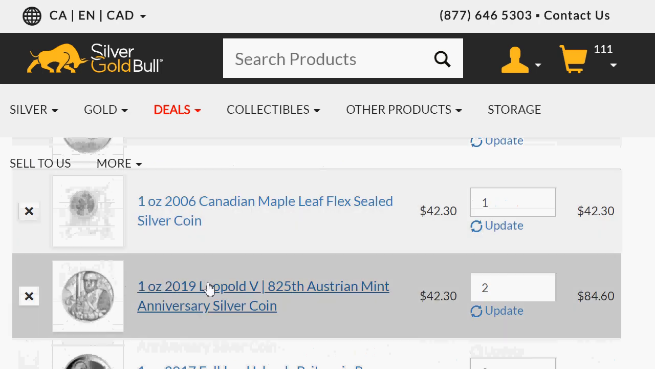That was like my first ever big buy. Back in 2008, I got those coins.